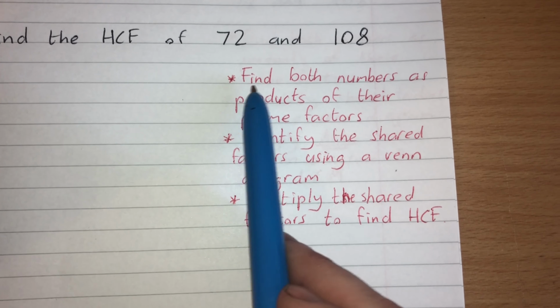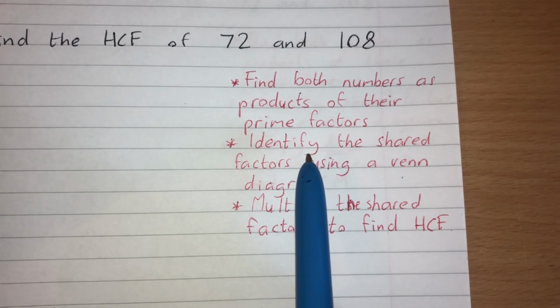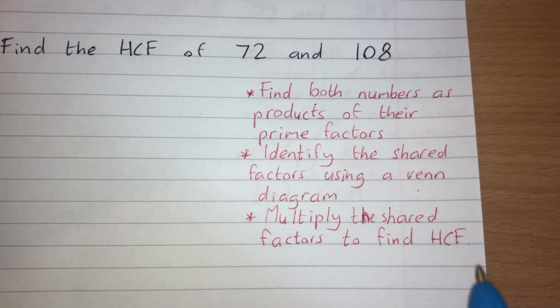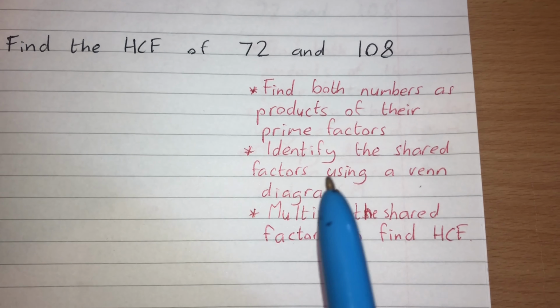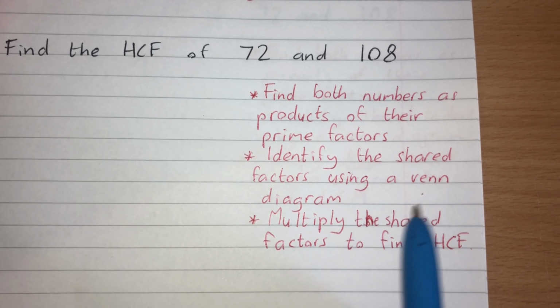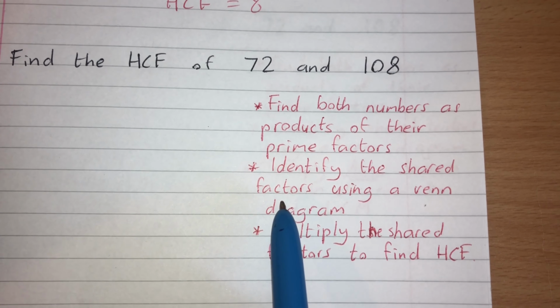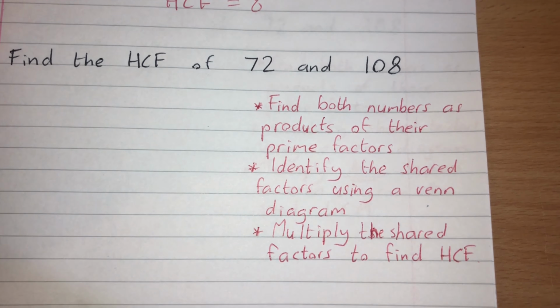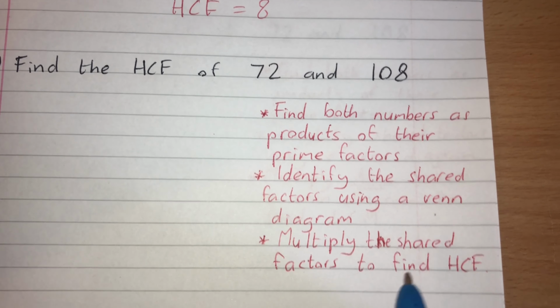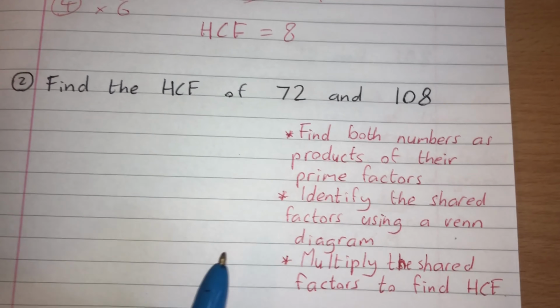What we first have to do is find both numbers as a product of their prime factors. And again, that's why it's important to make sure you've watched the previous video on finding a number as a product of its prime factors. We then need to identify the shared factors using the Venn diagram, and I'll show you how to do that. And then we multiply the shared factors to find the highest common factor.